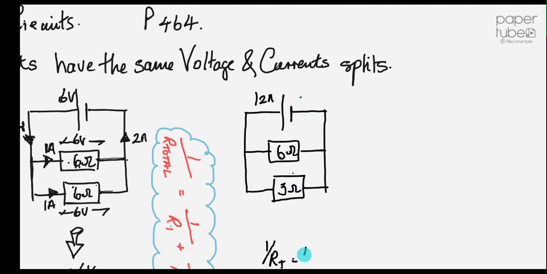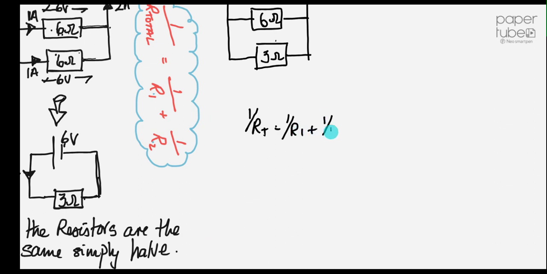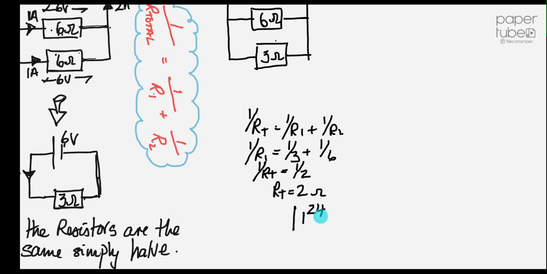So 1 over R total is 1 over R1 plus 1 over R2. So 1 over R total is 1 over 3 plus 1 over 6. So the common denominator, well, get your calculator out, right? Do you believe I have a calculator? Yeah. There's the calculator. So a third plus a sixth gives you a half. Warning, warning. Why is the fool making a fool out of himself? So do you remember? Throw it upside down. So that's the same as 24 volts going through a 2 ohm resistor.